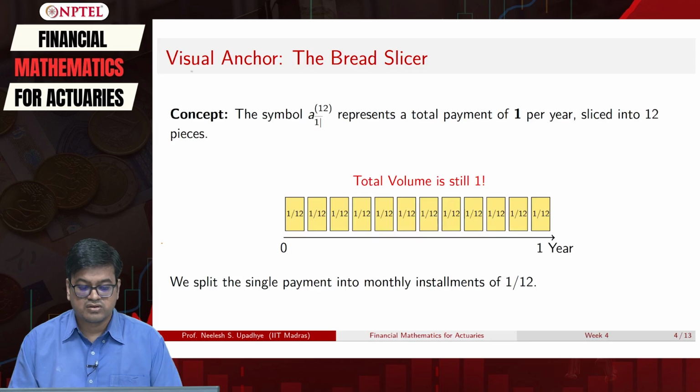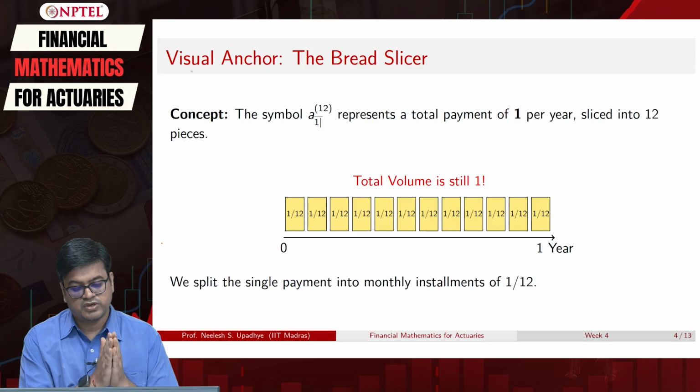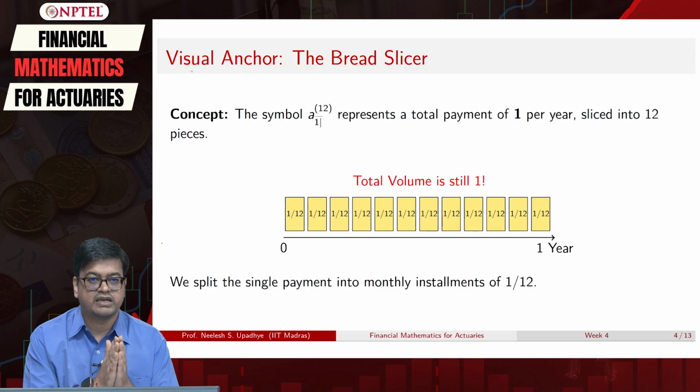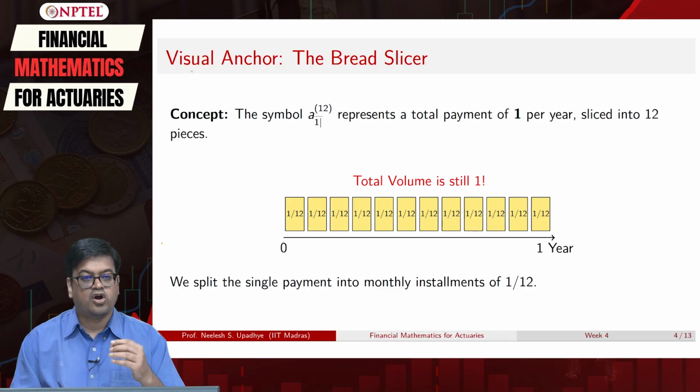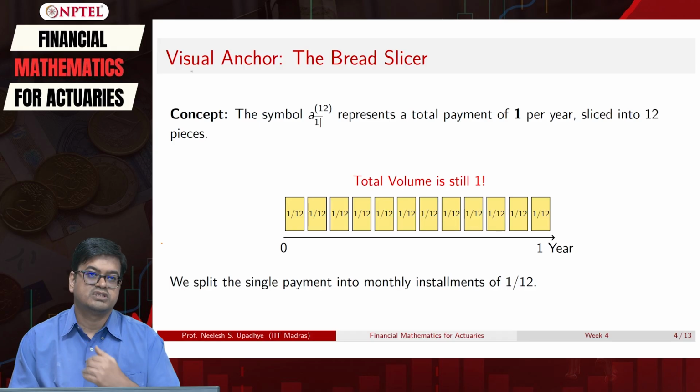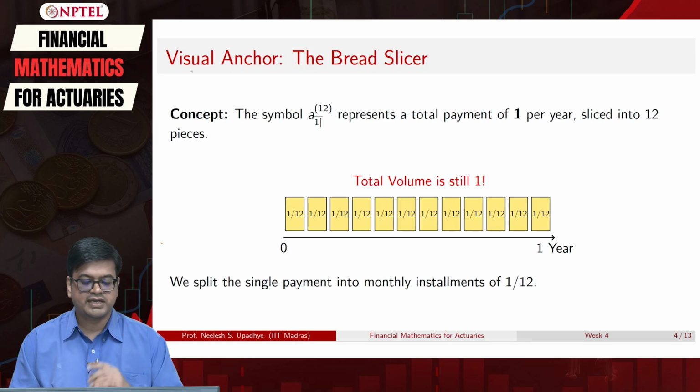Once that slicing happens, it will look something like this. 1 by 12th of a payment will be made in the first month, 1 by 12th of a payment will be made in the second month, and over the year I am making 12 payments of amount 1 by 12th of the original amount. Correct? So this is the idea. What we are doing is splitting a single payment into monthly installments of 1 by 12. Now you may ask me a question: if I use time value of money, all these payments will have different values. How will I account for that? We will address that question.